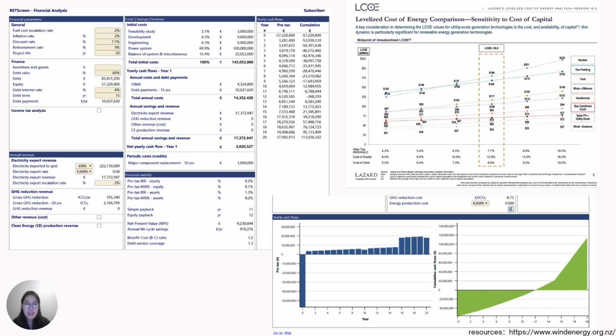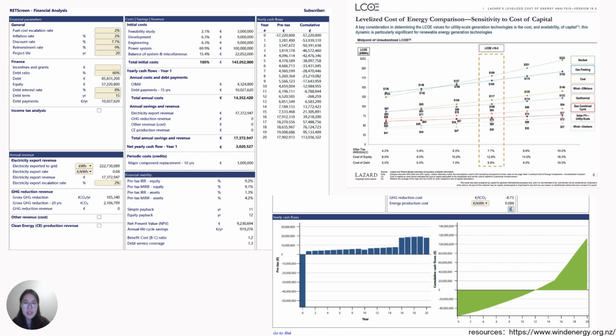For the financial analysis, we used a 7.7% discount rate, a 9% reinvestment rate, and a 20-year project life. The capital investment is 57.22 million euros, and the annual revenue from electricity exports is 17.33 million euros, and the export rate is 0.08 per kilowatt hour.